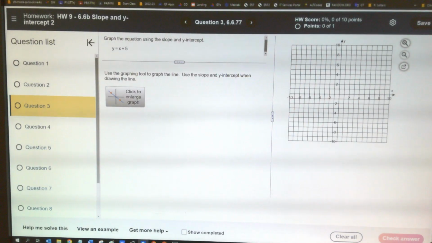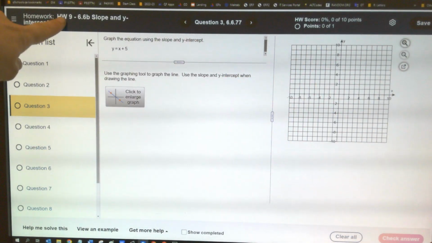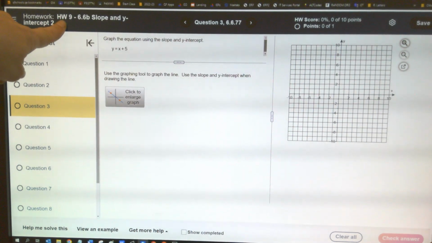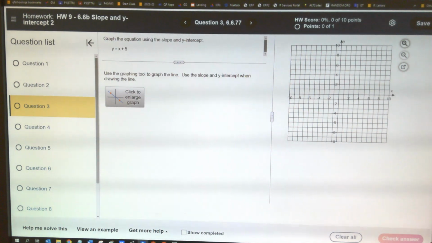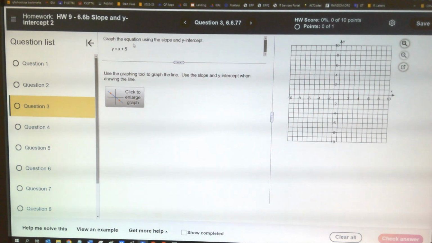So we're looking at homework number 9 in my math lab, and someone sent me an email saying, can you help me with question 3 and 4, and I think it's 9 and 10. So let's look at question 3. Graph the equation using the slope and y-intercept.